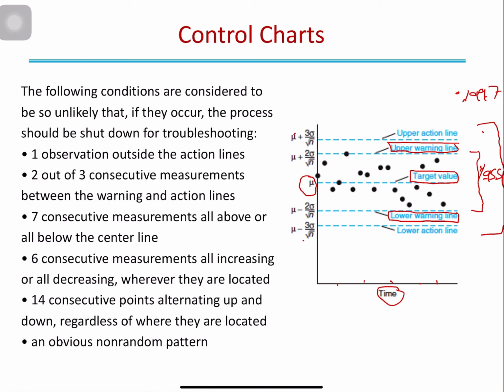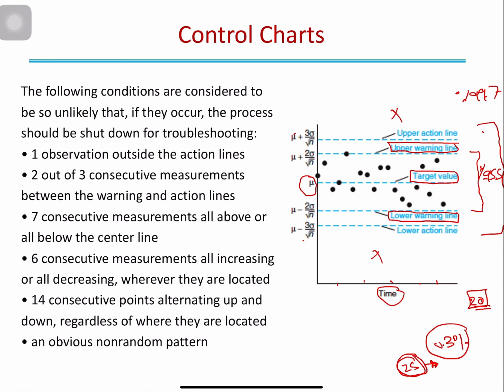First of all, if there is even one observation that is outside the action line, whether here or there, we should completely stop the whole process and regard this condition as unlikely, because as we said, it's 0.3%. If we are doing 25 measurements against time, say like 20 times, getting one outside is very unlikely out of 20 or 30 measurements.